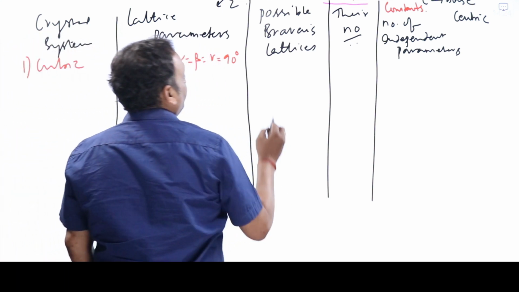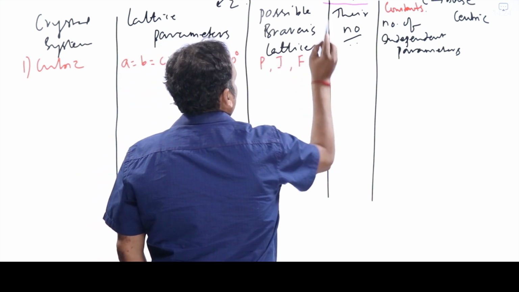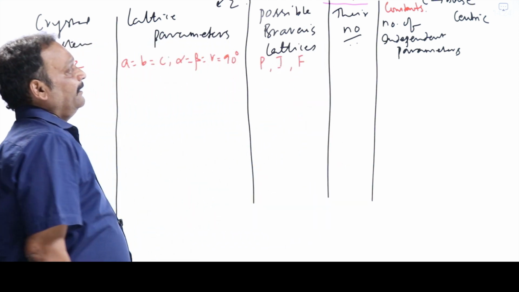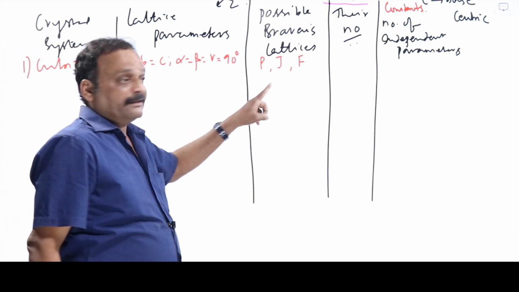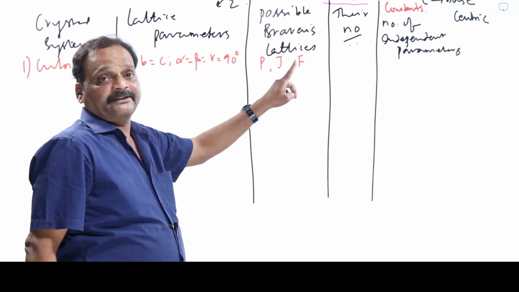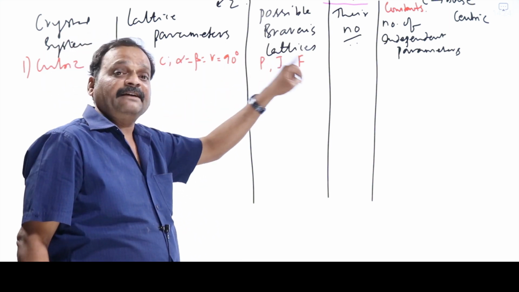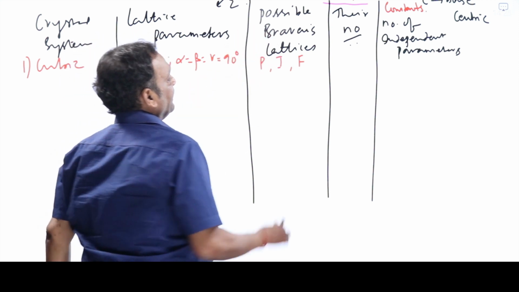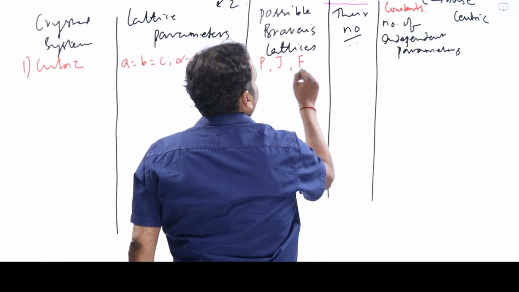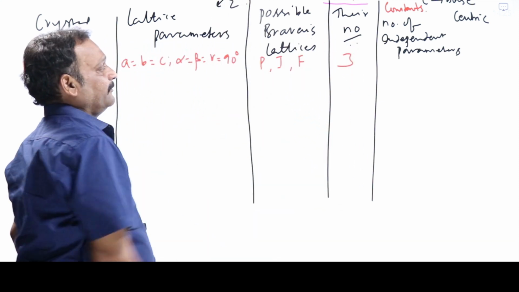How many types of Bravais lattices are possible? P, I and F. We are using the abbreviations now. Cubic P means simple cubic. Cubic I means body-centered cubic, or BCC. Cubic F means face-centered cubic structure, or FCC, we call. So to simplify, we are using this abbreviation. Their number: how many Bravais lattices are possible? P, I, F, 3 types. So I'll put 3 here. What are independent parameters? I'll come to it later on.